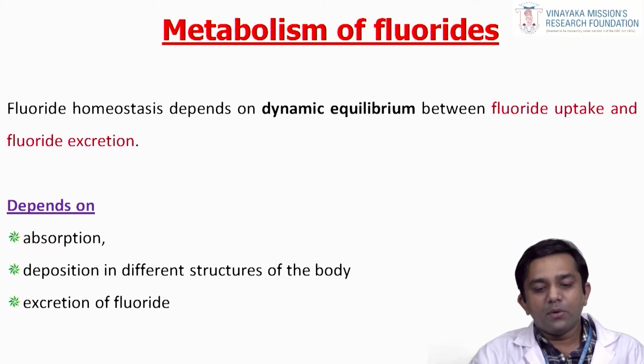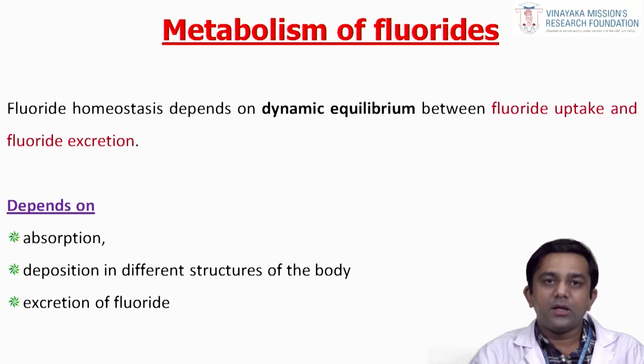So, fluoride homeostasis depends upon the dynamic equilibrium between the fluoride intake, that is the uptake of fluoride in the body, and how fluoride is excreted from the body. So, it depends upon a dynamic equilibrium between the absorption, deposition in the different structures and organs of the body, and also the excretion of fluoride. So, how fluoride is excreted from the body.